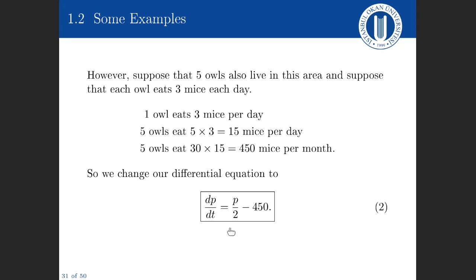We can add minus 450 to the differential equation. You should think of the p over 2 as how many baby mice are born each month, and the minus 450 as how many mice die each month. Then dp/dt is the number of baby mice born minus the number of mice which die.